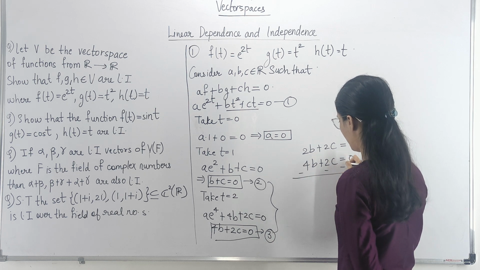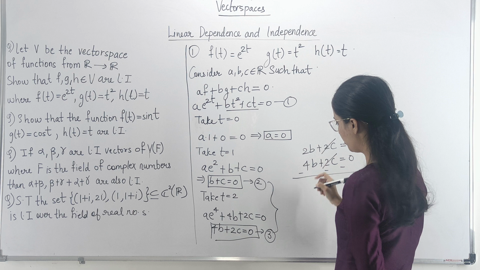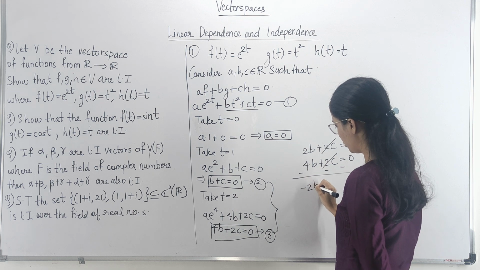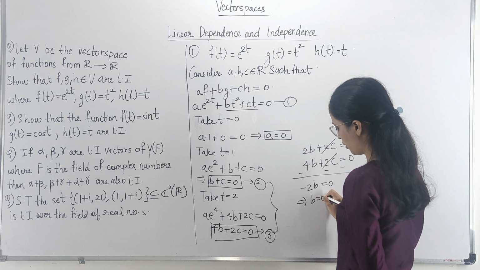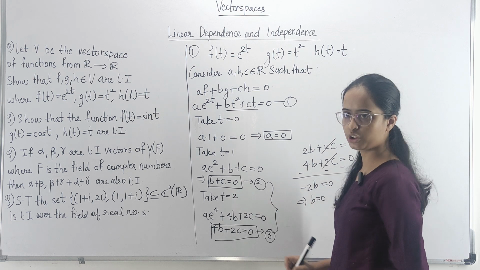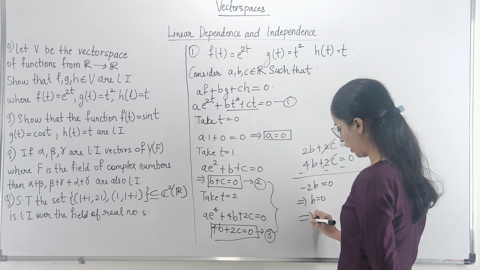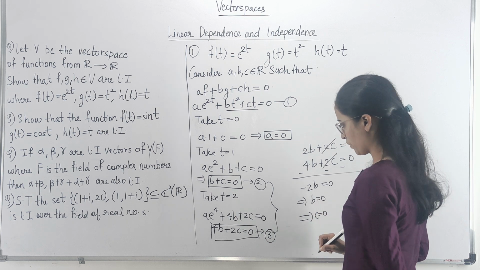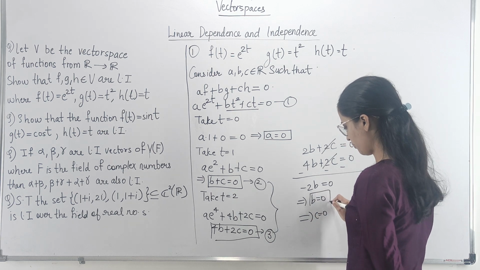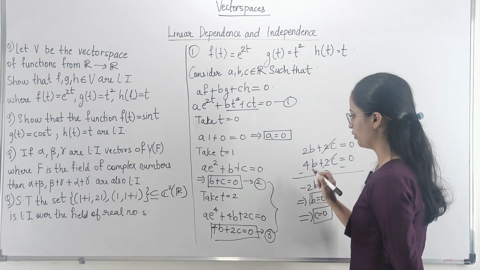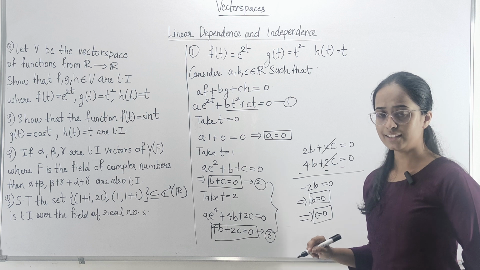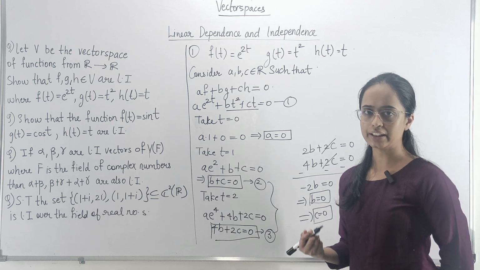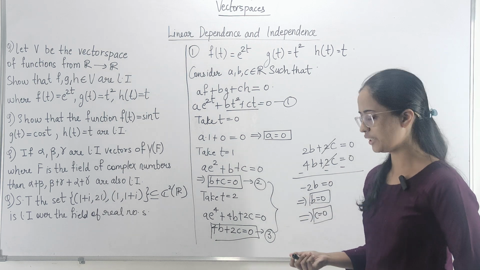And I'm going to subtract this equation. So this will cancel out: 2b minus 4b is minus 2b equals 0, which implies your b is 0. And if your b is 0, then from equation number 2 your c also comes out to be equal to 0. So from here, you got your a equal to 0, and b and c also equal to 0. It means that all the scalars over here are simultaneously turning out to be equal to 0.